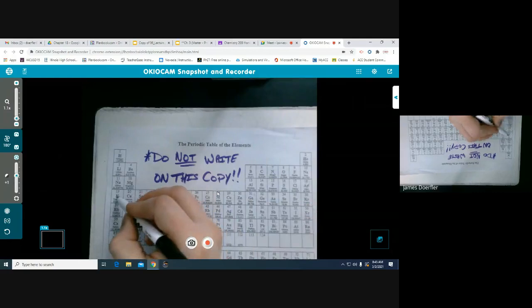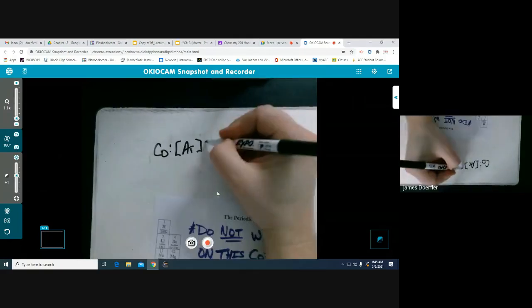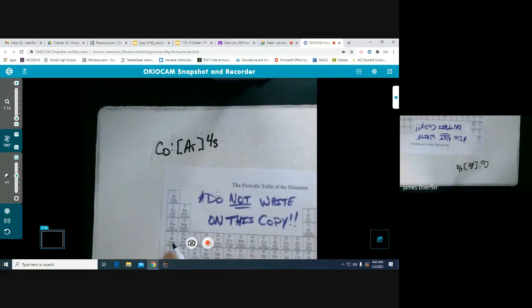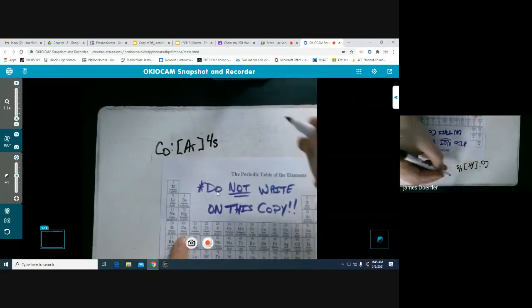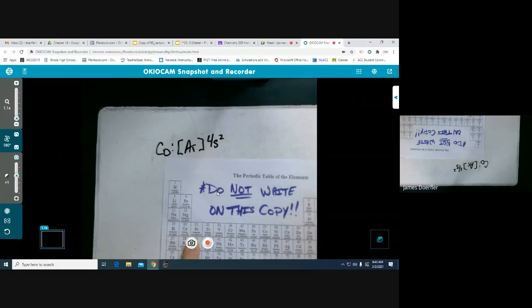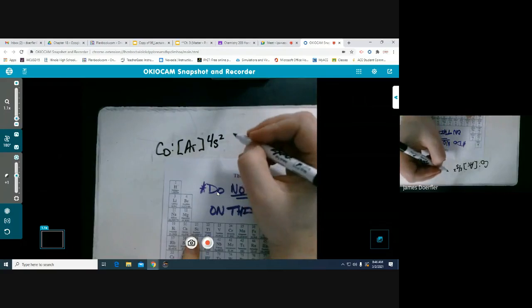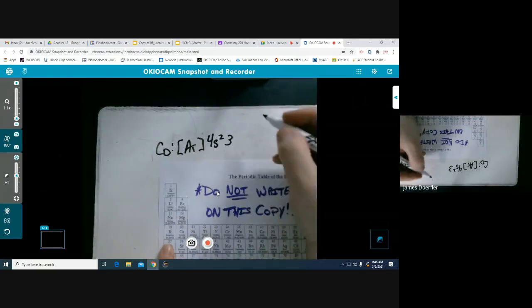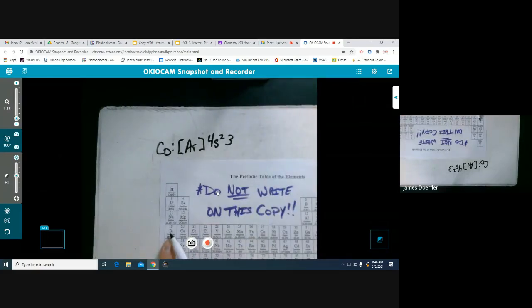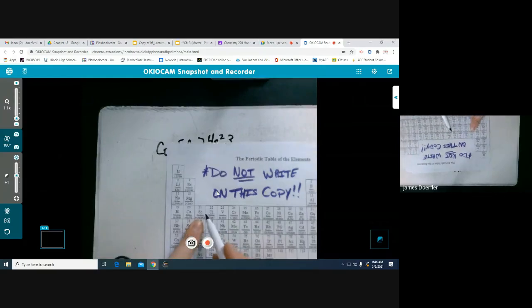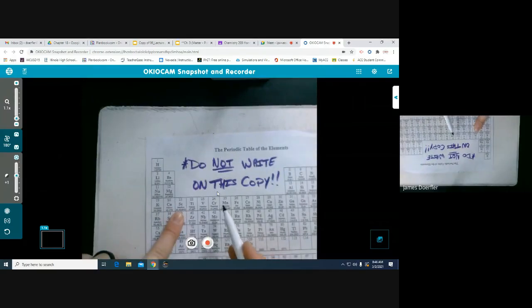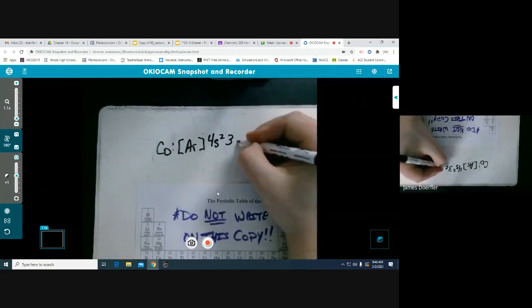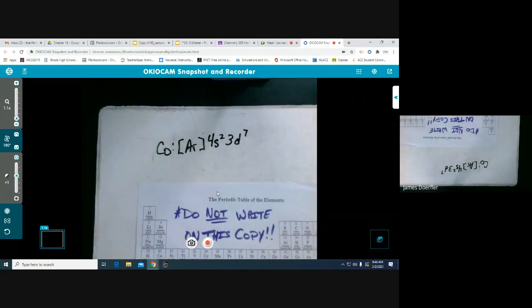We hop into energy level 4 with potassium, 4s. Now we begin. 1, 2. Then I'm entering the D block. What's my energy level value for D block here? Is it 3? Because D is n minus 1. We started in the 4th energy level, so that makes this 3. So then we count 1, 2, 3, 4, 5, 6, and 7. 3d7. And that's your answer for cobalt.